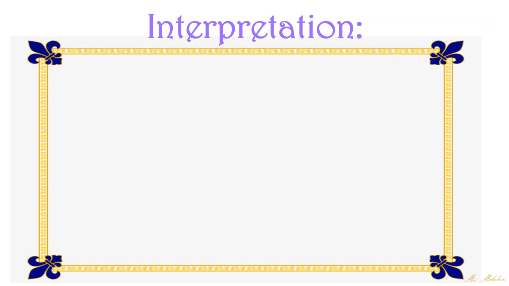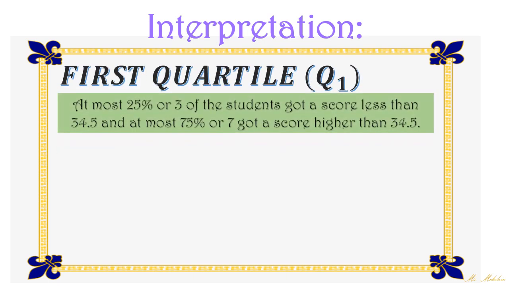So, of course, I'm going to share with you first how we are going to give interpretation as well for the results that we've got in our ungrouped data. Same with our grouped data, guys. For example, we got our first quartile a while ago as 34.5. So, you may write your interpretation this way: at most 25% or 3 of the students get a score less than 34.5, and at most 75% or 7 got a score higher than 34.5.